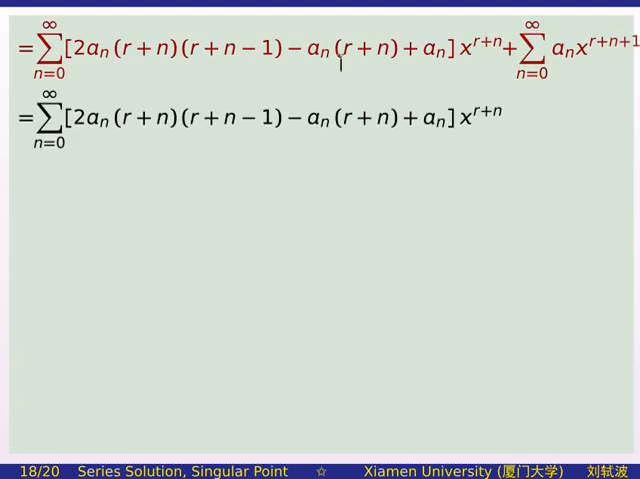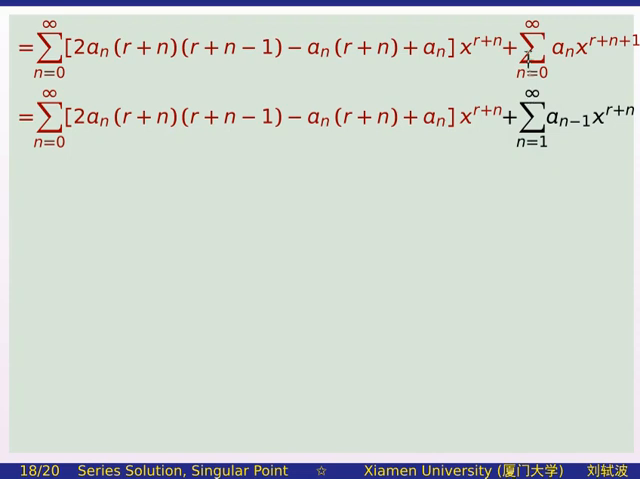Okay, so we copy the first summation here without change, and then we replace the n in the second summation by n plus 1. So this will give us n from 1 to infinity, a_(n-1) x^(r+n). When n is 1, this is a0 x^(r+1). Sorry, yes, n is 1 corresponding to n equal to 0.